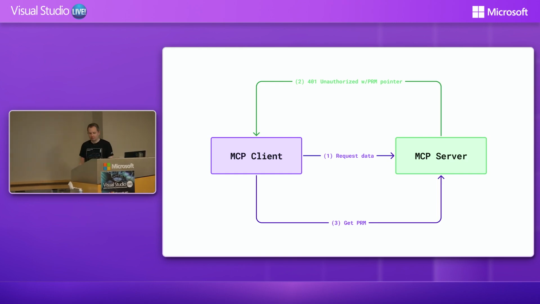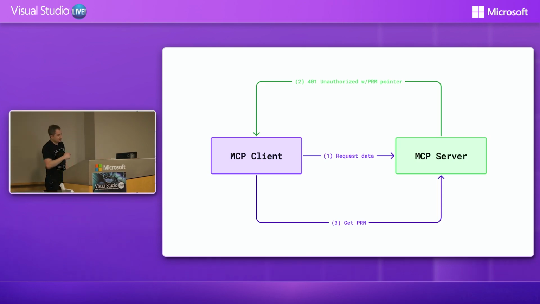MCP servers that are protected by any identity provider, any authorization server, expose a blob of JSON that basically tells any MCP client, for example, Claude Desktop or VS Code, "Hey, here's what I'm actually using to authorize users," whether it's Entra ID or any other identity provider. The client then gets the document and says, "Great, now I know who to get my token from."